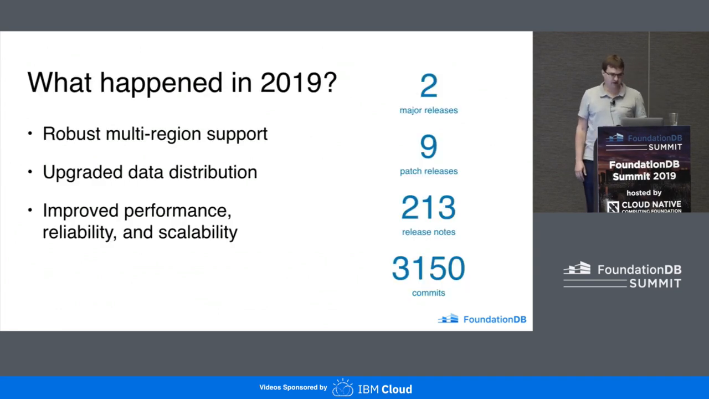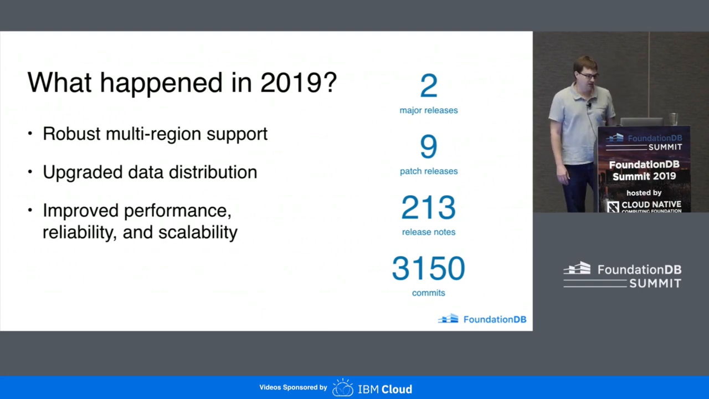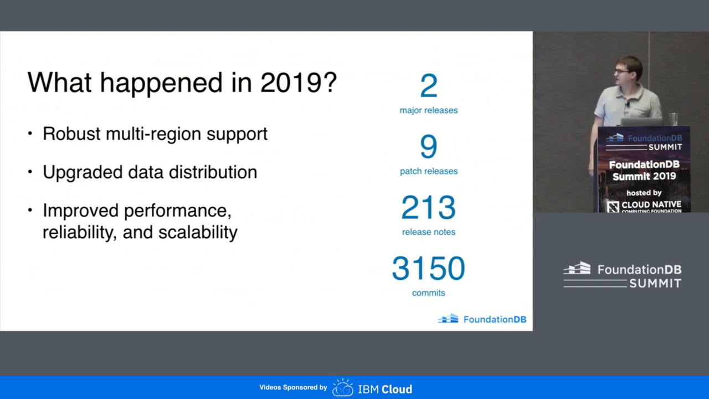So what happened in 2019? Well, we had the 6.1 release and the 6.2 releases, and in between there were 9 different patch releases. All these releases combined added up to over 200 release notes, which means over 200 meaningful ways that FoundationDB was improved, and in total over 3,000 commits.